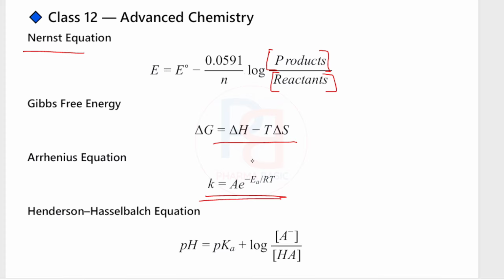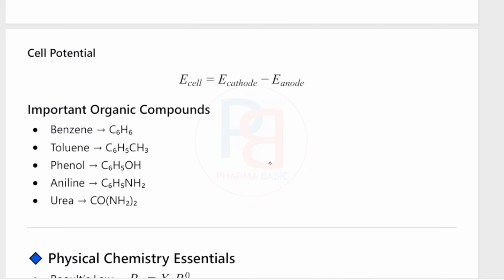Henderson-Hasselbalch equation. From this, we can find out the pH of a solution. pH equals pKa plus log of concentration of A minus by HA. Here the equation will be HA equals H plus and A minus. Cell potential, E cell equals E cathode minus E anode.